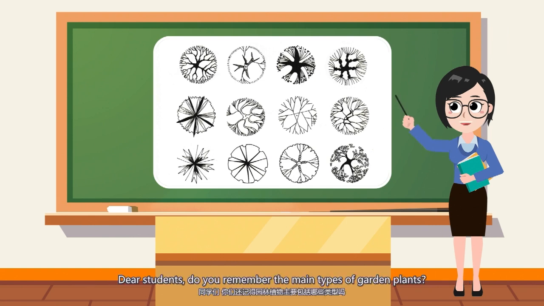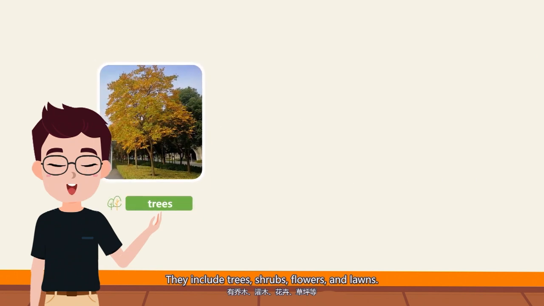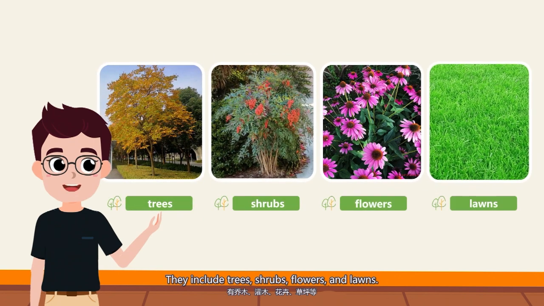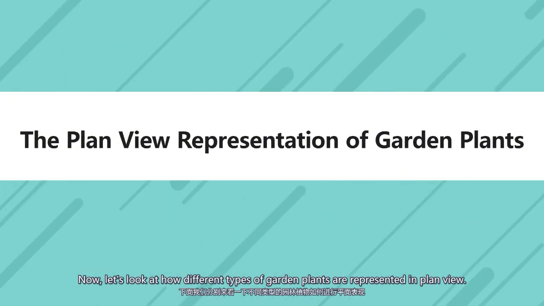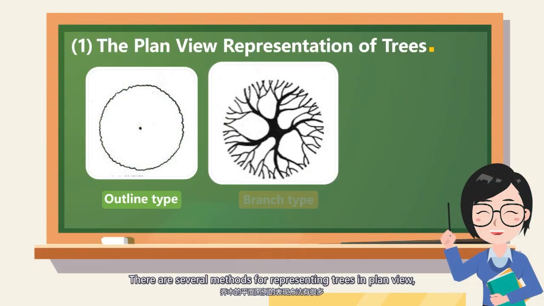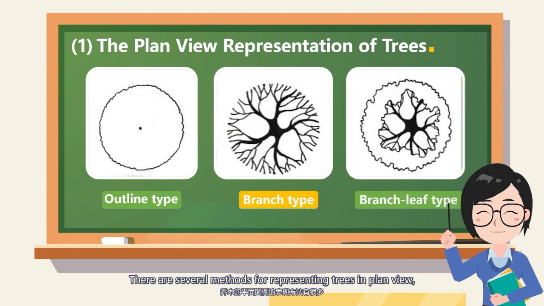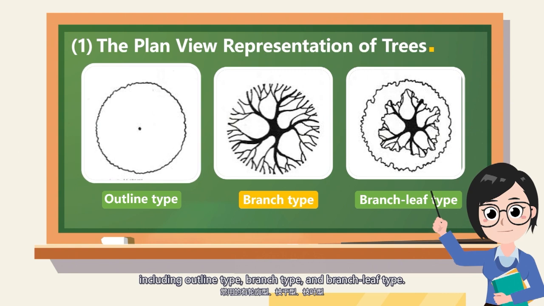Dear students, do you remember the main types of garden plants? They include trees, shrubs, flowers, and lawns. Now, let's look at how different types of garden plants are represented in plan view. There are several methods for representing trees in plan view, including outline type, branch type, and branch leaf type.